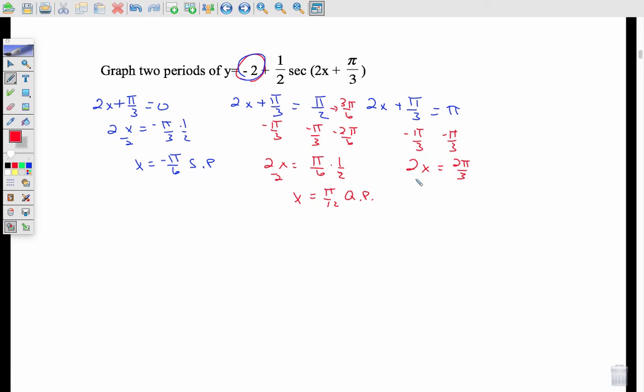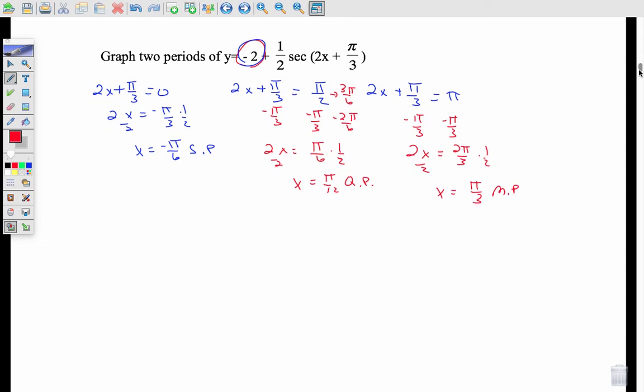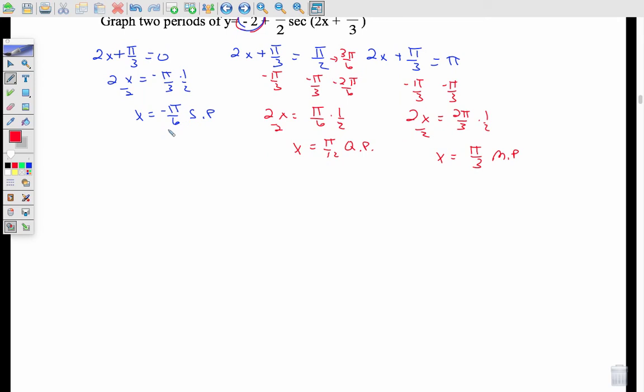And we'll subtract pi over 3. 2x equals 2 pi over 3. Divide by 2, multiply by 1/2. The 2's will cross cancel, and we have pi over 3 for our midpoint.